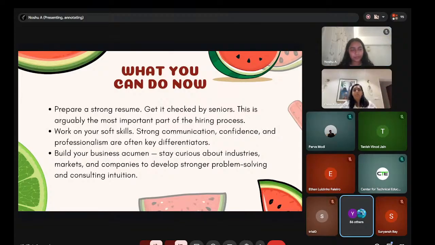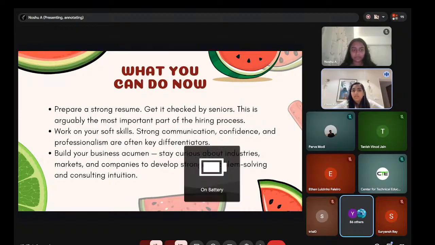So, apart from your case studies, what can you essentially do now? Considering it's almost June already, your CG, your academics, all of that is already locked. Your internships, to a certain extent, are fixed. So, what can you do now? Firstly, I'd say start preparing a resume already. Get it checked by seniors. This is a long process. It takes time. Everyone's busy. You'll have multiple rounds of this. So start preparing your resume.